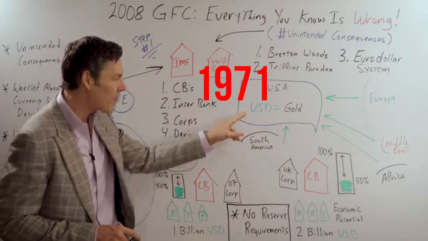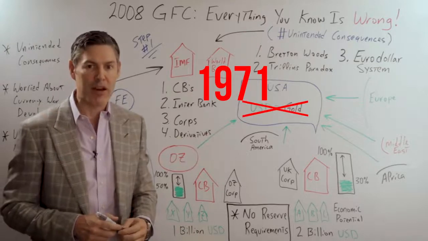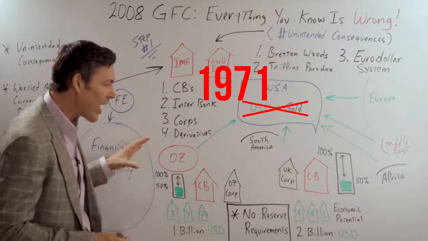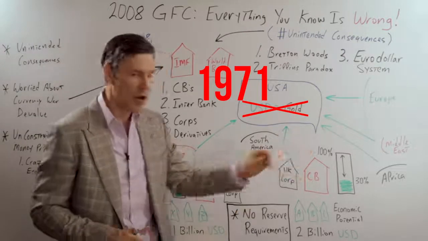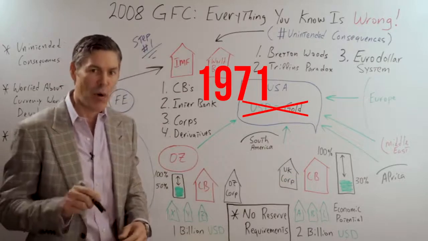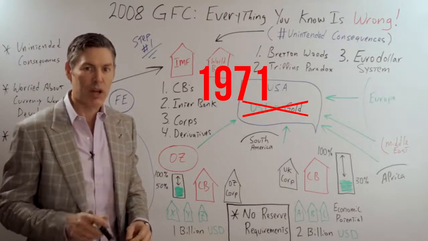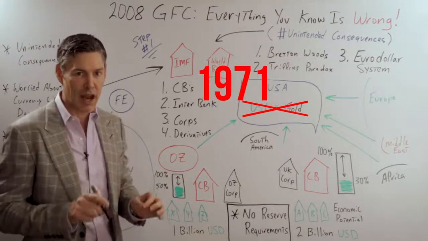Because at that time, the Eurodollar system had taken over. So we didn't have a dollar-based global monetary system. We had a Eurodollar monetary system. That's why in 1971, we didn't see an economic crisis.